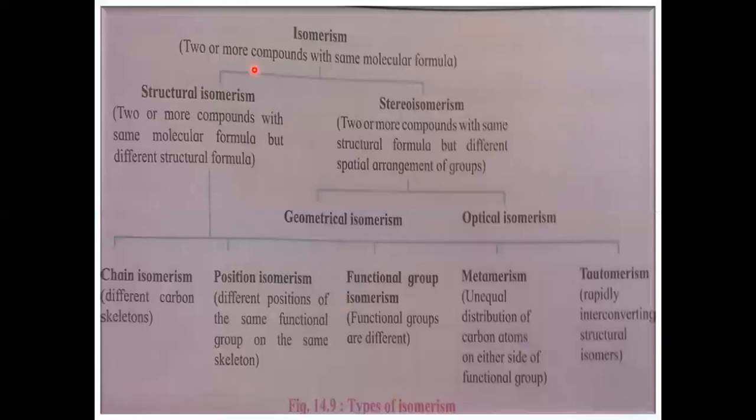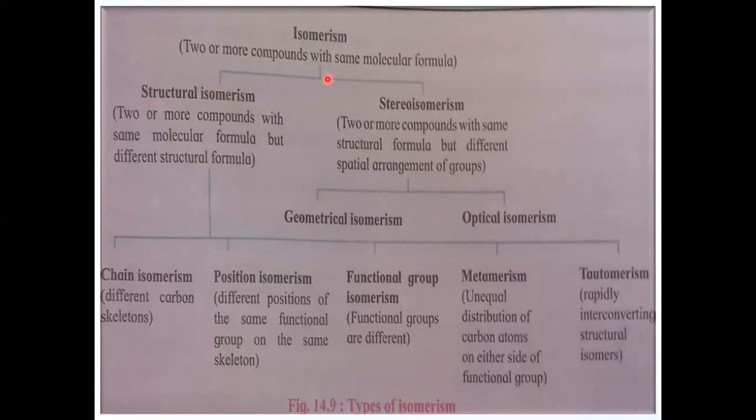Now isomerism. What is isomerism? We are going to see isomerism in these halogen derivatives. Two or more compounds with the same molecular formula are called isomers, and this phenomenon is called isomerism.